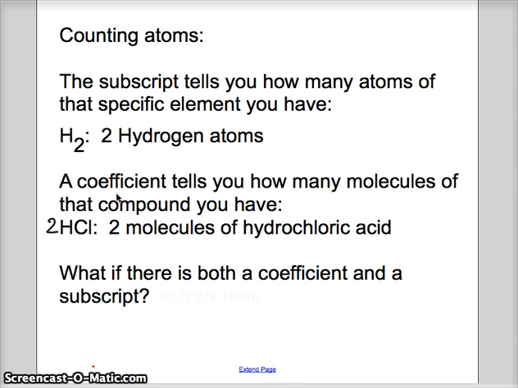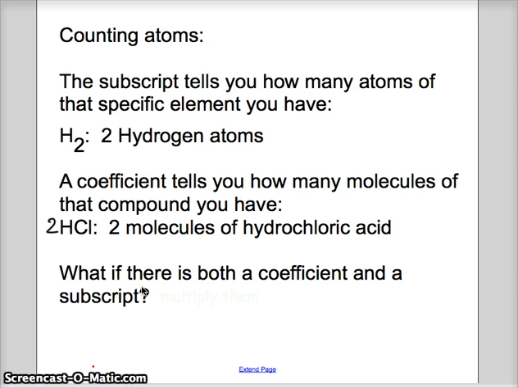A coefficient, which is a math term, is used very similarly here. A coefficient tells you how many molecules of that compound you have. You might even have how many atoms of a certain thing, but we'll stick with molecules. In this case, I have hydrochloric acid, and there's a 2 in front. That means I have 2 molecules of hydrochloric acid, 2 of this entire thing.